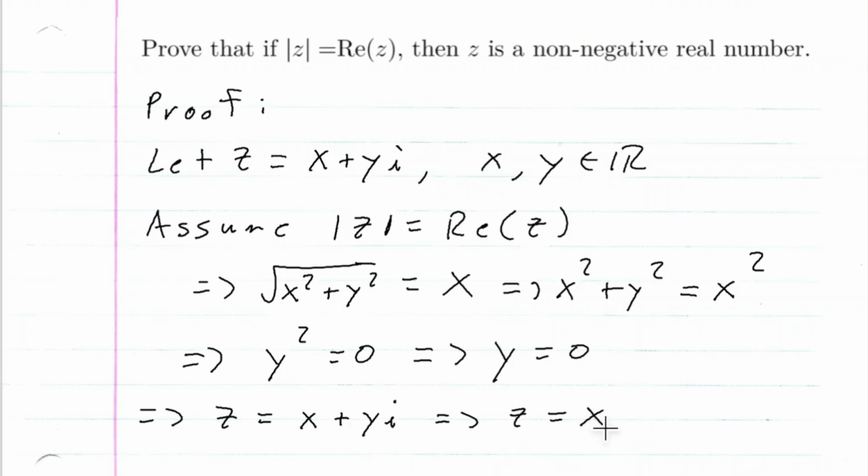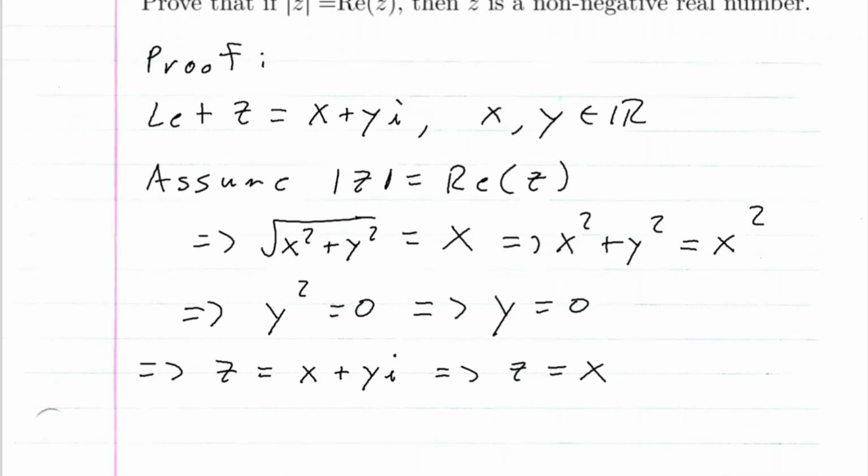But remember, the real part of z is x, right? And we know the real part is equal to the modulus of z. So this is what we have now. So we have that z is equal to x, which is equal to the real part of z, which we assumed was equal to the modulus of z. And we know that, of course, x was a real number, so z is a real number.